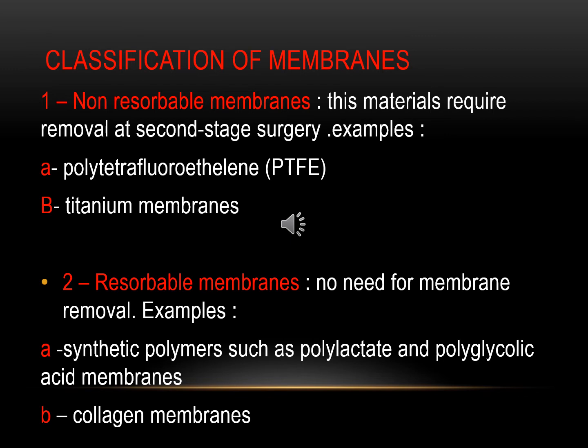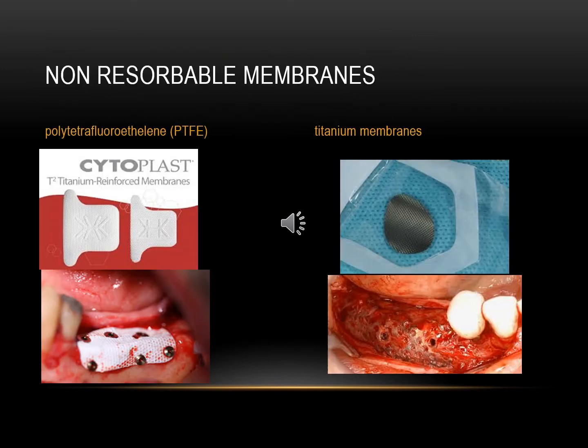These membranes will resorb after they act as a barrier, or as a preventer of the soft tissue formation inside the bony defect. They will resorb after bone formation. Examples of these resorbable membranes are synthetic polymers such as polylactic or polyglycolic acid membranes, and collagen membranes.